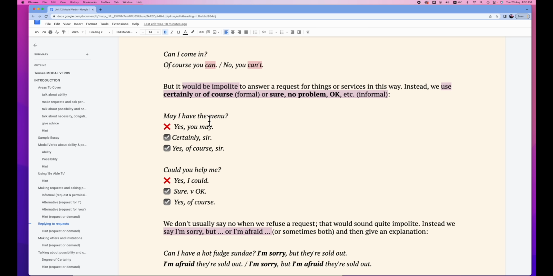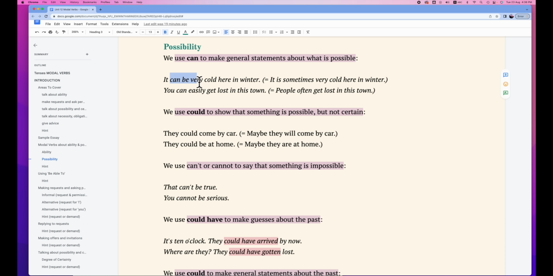We can use can to make general statements about what is possible. For example, it can be very cold. It can be very cold in winter. So we use the modal verb can for telling that it is sometimes very cold in winter. You can easily get lost. The modal verb can is telling that people often get lost in this town.